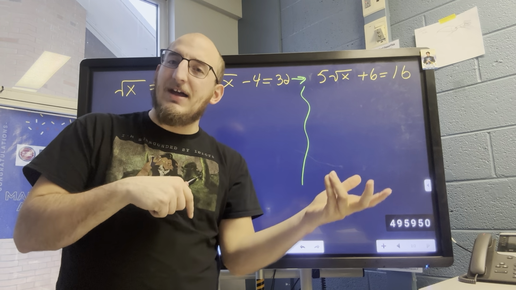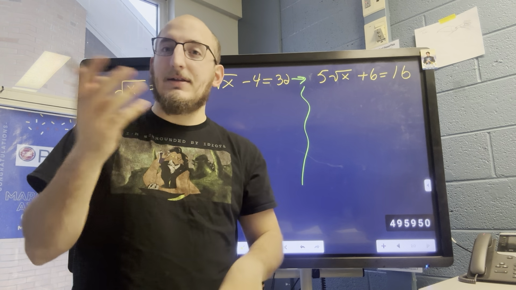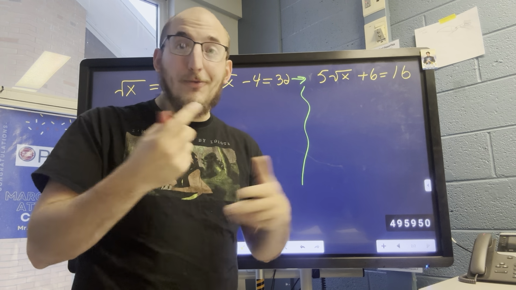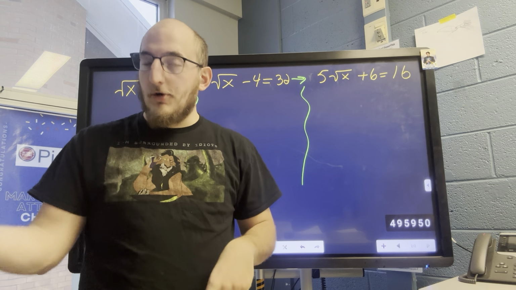Just like when you have to add, how do you get rid of adding? Subtract. How do you get rid of subtract? Add. How do you get rid of multiply? Divide. How do you get rid of divide? Multiply. Now we're on the third new part of it, which is how do we get rid of an exponent of 2? You do the square root.